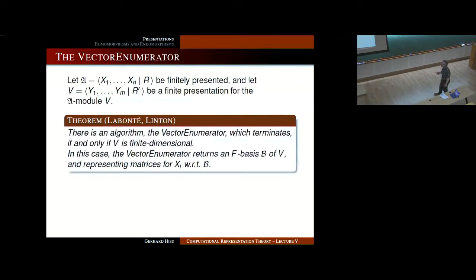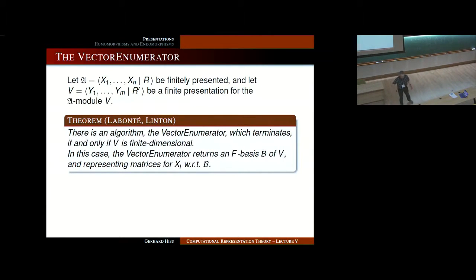Now, suppose you have a finitely presented algebra, just abstractly, and a finitely presented module over this algebra. Then there is an algorithm due to Labonte and Steve Linden called the vector enumerator, which terminates if and only if V is finite dimensional. So this is not really an algorithm, it's a method. You can apply it, and if it terminates, the module V is finitely generated, and in this case, the vector enumerator returns an F basis of V and matrices with respect to this basis representing the action of the xi on the module.